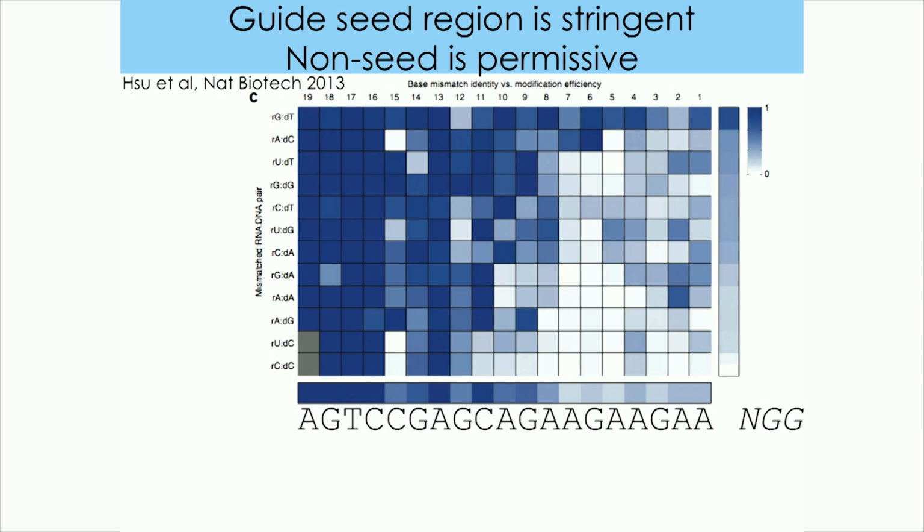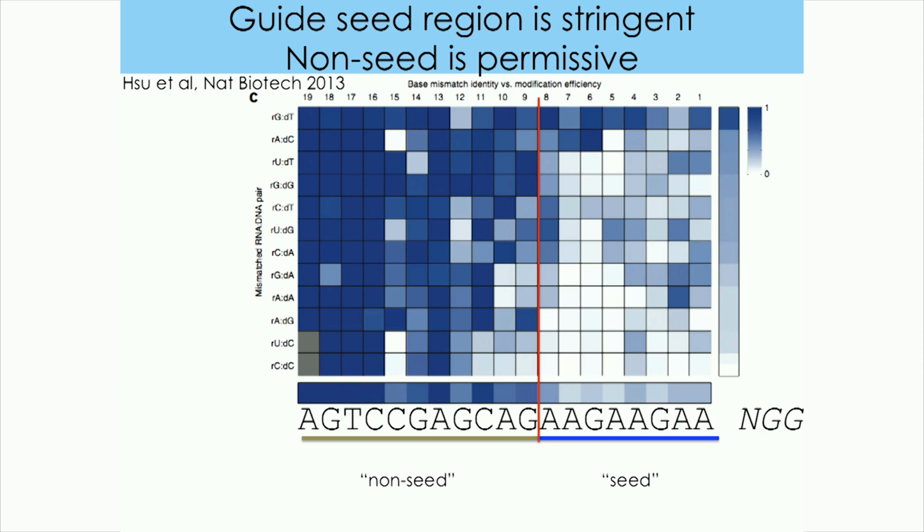And so here, if something is in a light color, that means that if you change that base, it doesn't target anymore. Okay? If something's in a dark color, it means that you can change the base, and it's still going to target somewhere. Okay? And based on this, there's sort of an arbitrary line that people sometimes draw and divide protospacers into so-called seed and non-seed regions.